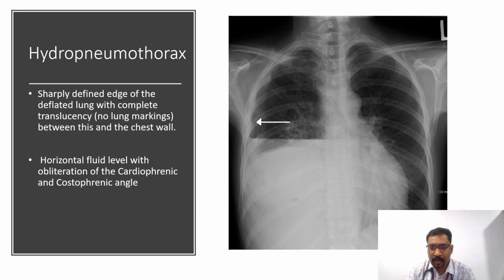For completion's sake, it is important to also mention hydropneumothorax. I think one of the classical X-ray pictures is this, where you find a fluid level. You can see the horizontal fluid level with the obliteration of the cardiophrenic as well as costophrenic angle, suggesting that there is a significant amount of fluid there. And at the same time, you can find a significant amount of translucency with no lung markings, and this suggests a hydropneumothorax. One of the most common etiologies of hydropneumothorax is an iatrogenic or a traumatic one.